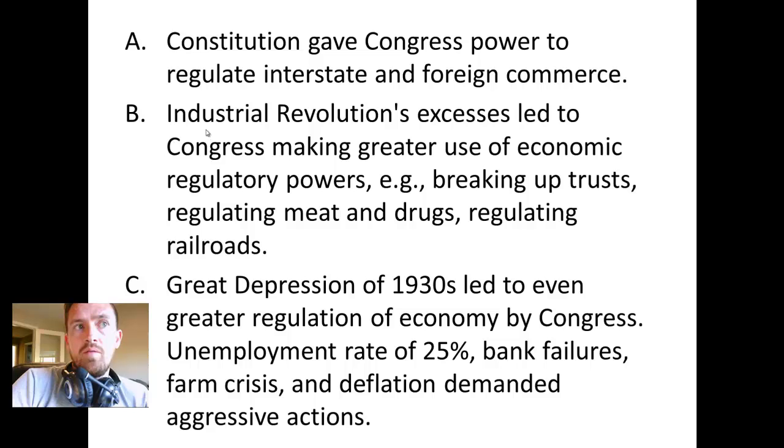And so during the Industrial Revolution, the government got more involved in the economy by breaking up some monopolies, also known as trusts, regulating meat and drugs, regulating railroads. So they began to regulate the economy more.